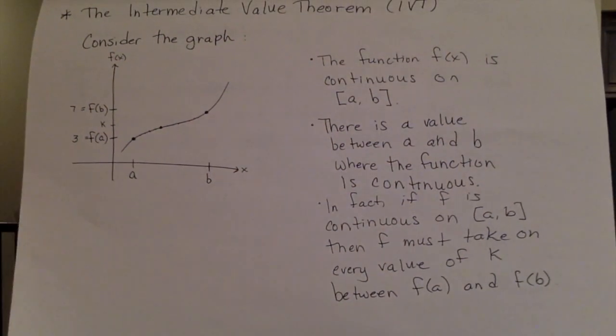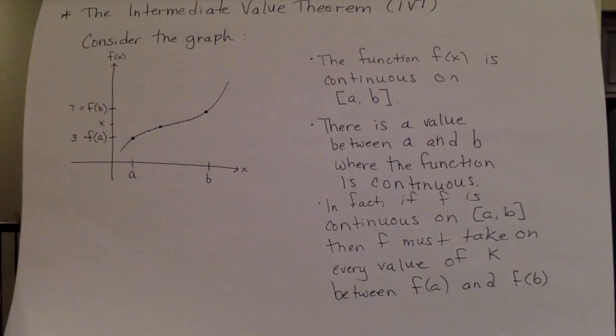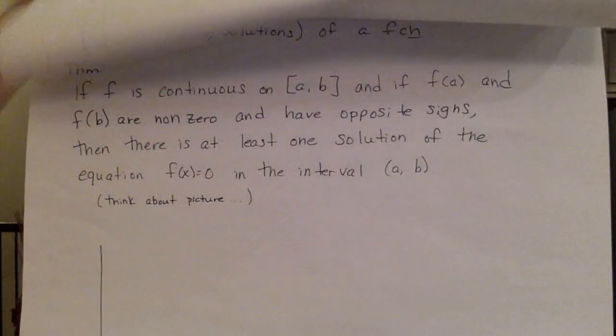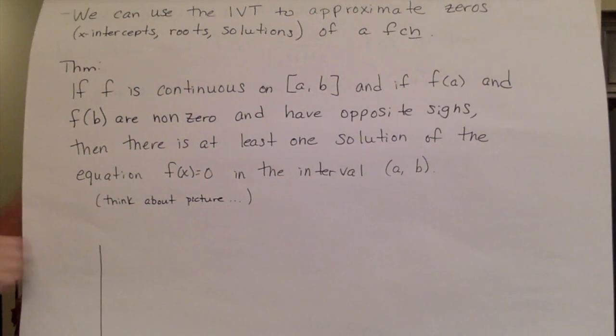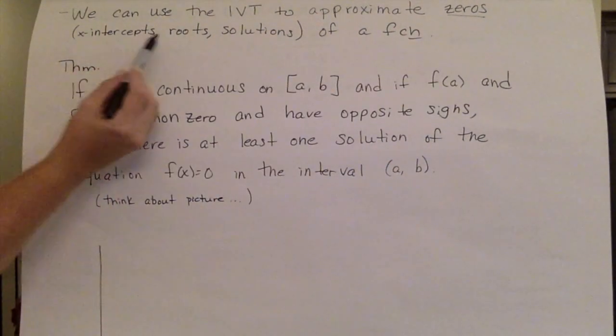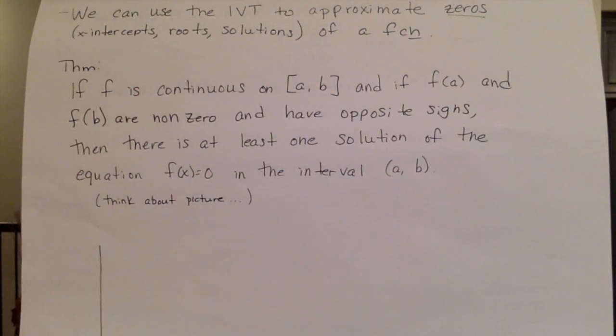So that's it. That's the intermediate value theorem. Okay? Now, we can use the intermediate value theorem, or the IVT, to approximate zeros. Remember that zeros are x-intercepts, they're roots, they're also called solutions of a function. So we have this: if f is continuous on a to b, and if f of a and f of b are non-zero, and we have opposite signs, meaning one is positive, one is negative, then there is at least one solution of the equation f of x equals 0 in the interval a to b.